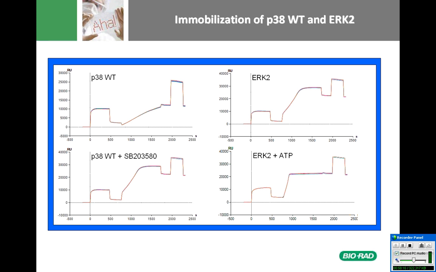So then we continued to our experiment, and we had 2 kinases. One was P38 wild type, and the other one was an ERK2 kinase. And we adopted the same tactics, the same procedure here. So both enzymes were once immobilized directly and once immobilized with pre-incubation of a well-known inhibitor or analyte.